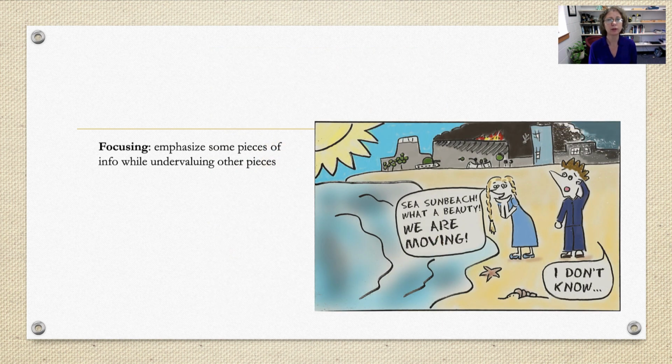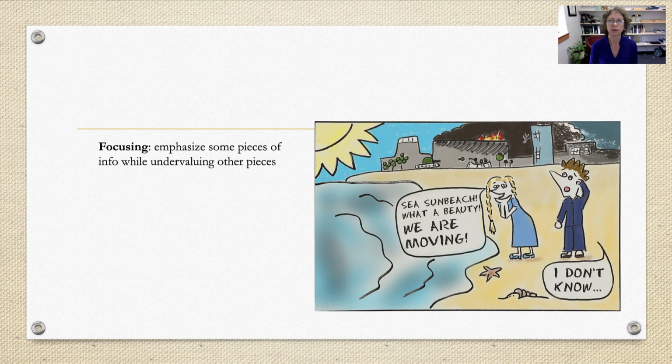And another one here called focusing. This is when we focus on the pieces that are close to us and undervalue things that are not as proximal. So very similar to confirmation bias there, but it's not that we are not even seeing the other pieces, but we're really focused on the pieces that are close to us.